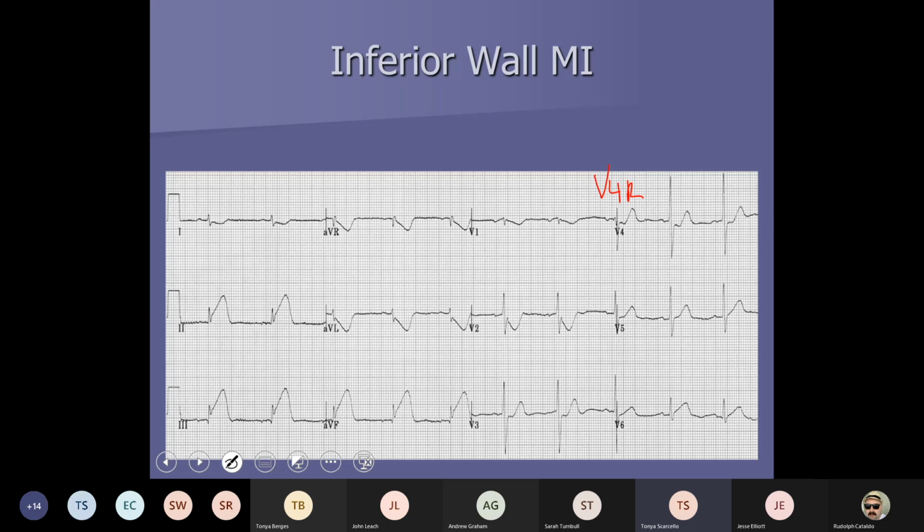So can you just repeat that quickly again? So the V4 on the right would also be elevated? Yep. Absolutely. And your 2, 3, and AVF would be elevated. Yep.